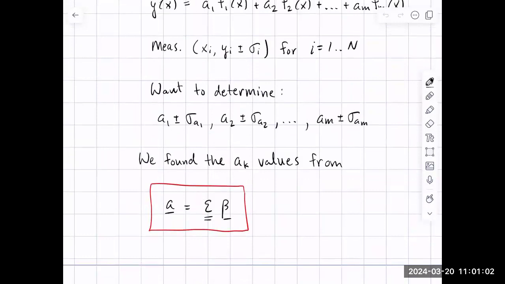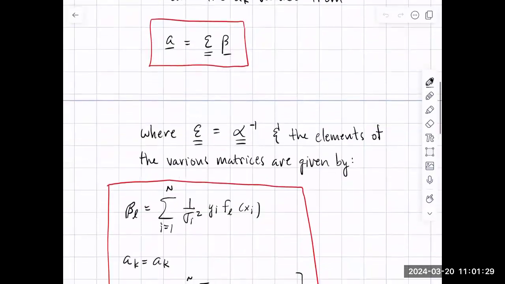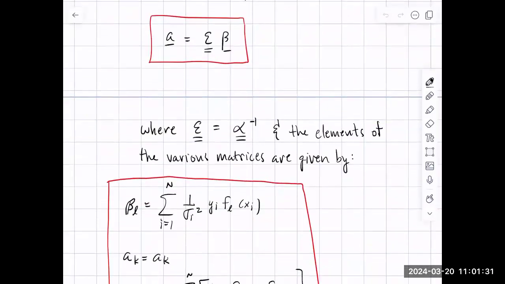What we ended up doing is writing this in terms of a matrix equation. So we had that beta was equal to alpha times a. We wanted to isolate that a column matrix. And so what this epsilon represents is a square matrix that's the inverse of the alpha matrix. This was convenient because we know everything that we need to calculate the elements of beta, which is a column matrix.